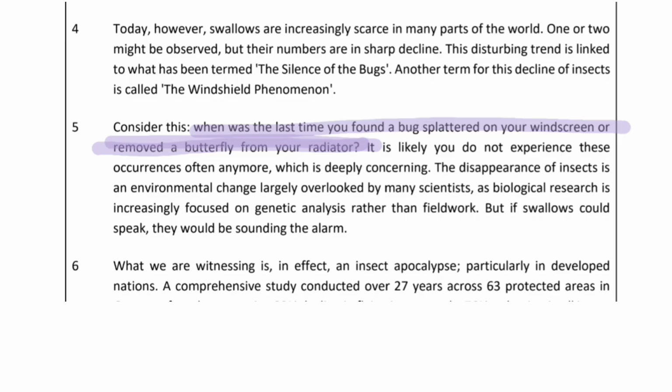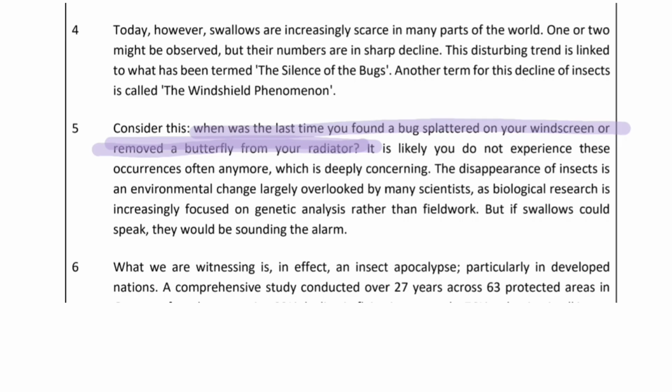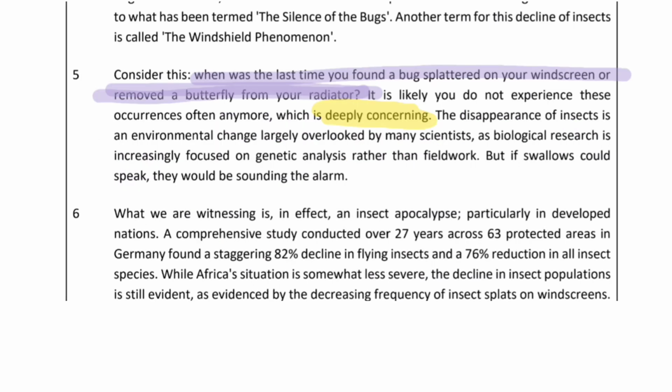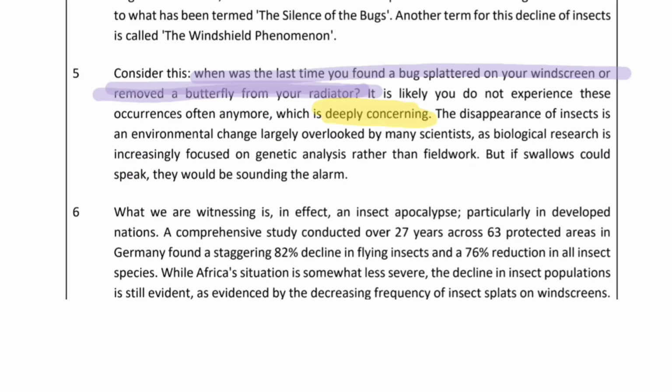Insects are disappearing because when last did I see one? And the author continues to use emotive language, deeply concerning. It's not just concerning, it's deeply concerning. So in your final answer, let the marker know that the writer is frustrated that insects are disappearing from the environment and scientists do not care.